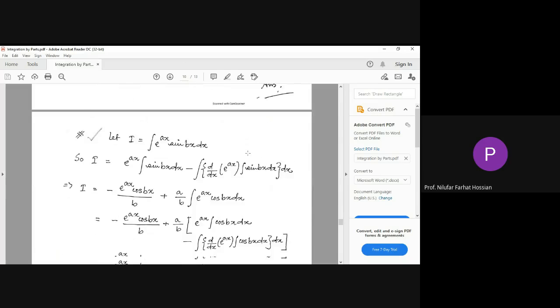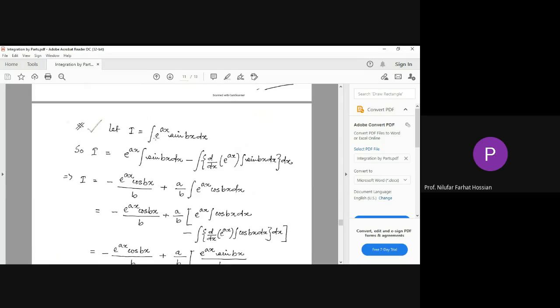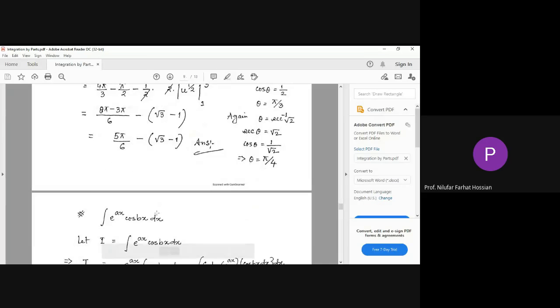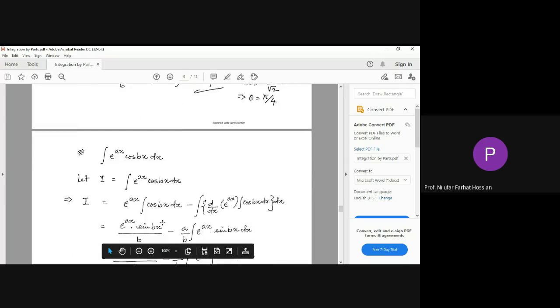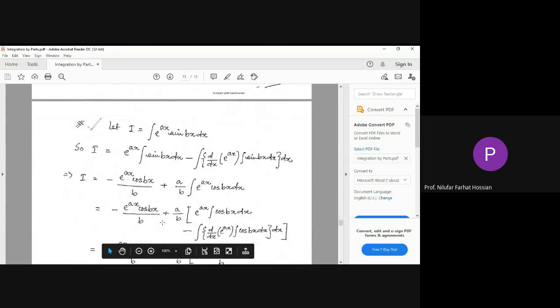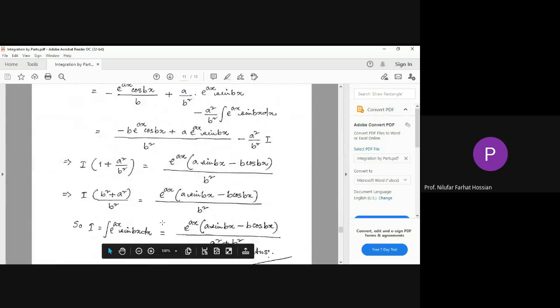I'm not doing the second part. It is exactly the same thing: e to the power ax sine bx. Here we have done it with cos bx. It was e to the power ax cos bx. Now it is e to the power ax sine bx. It is done here. You just go through it by yourself, and the result is this.